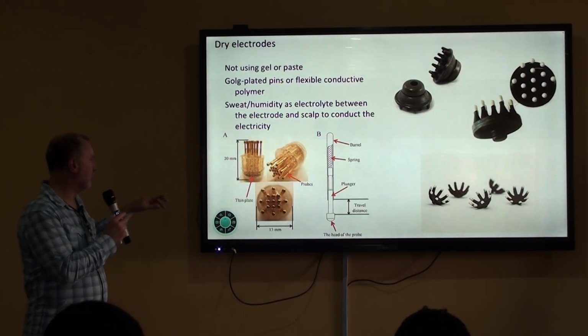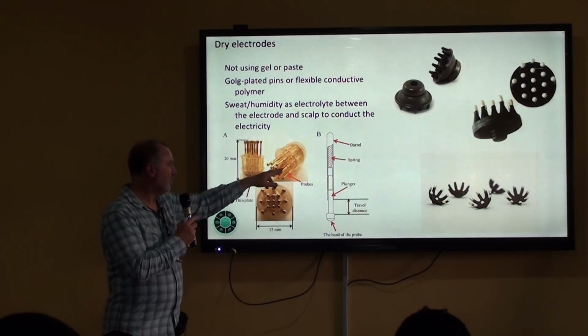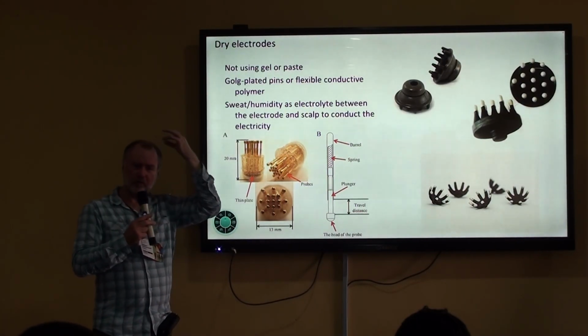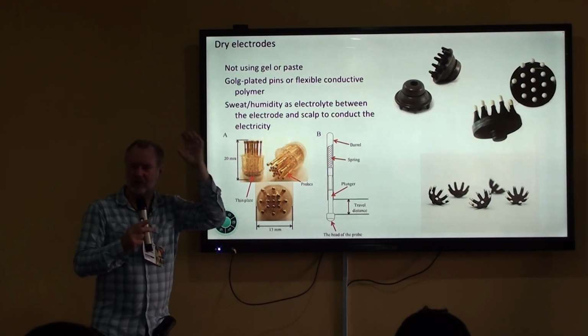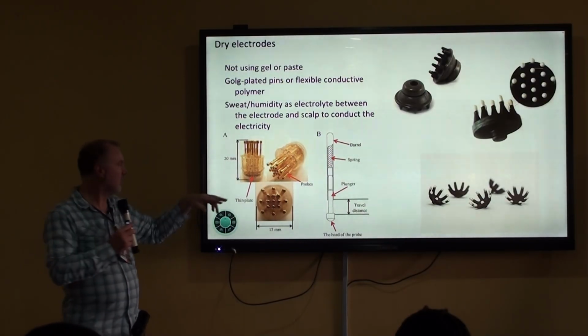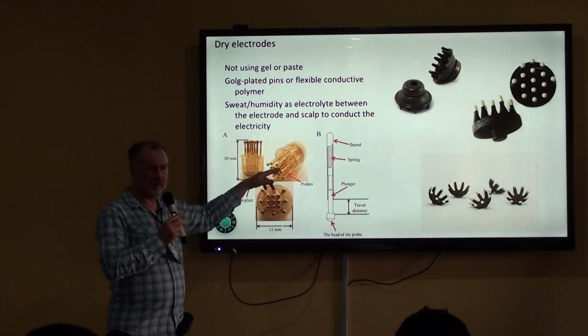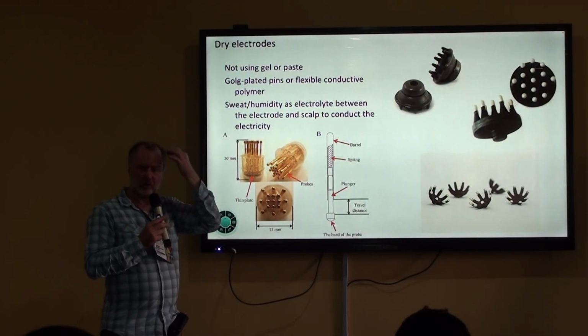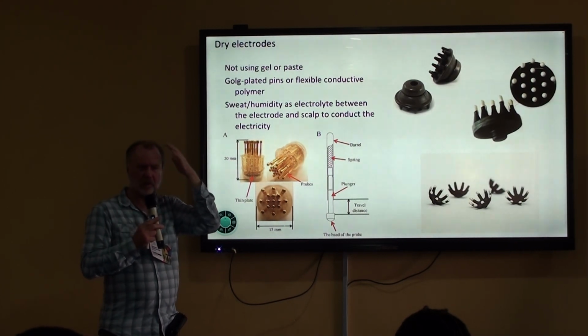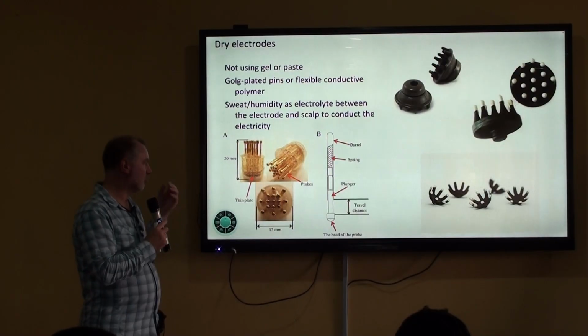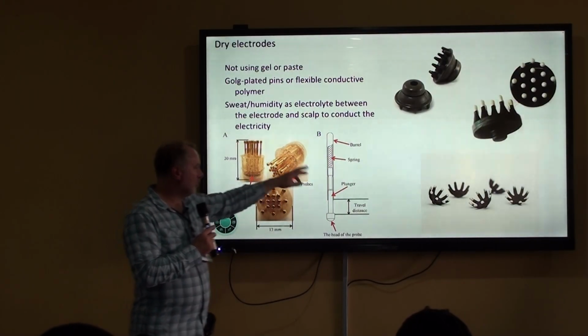So the first dry electrodes were using gold-plated pins, and so the electrode was basically pushed against the scalp. And to make sure that it's not too painful, the pins had small springs in them. So there was basically a spring in contact with the scalp, where the springs would ensure that the pressure was large enough, but not too large. So that's what you can see here.